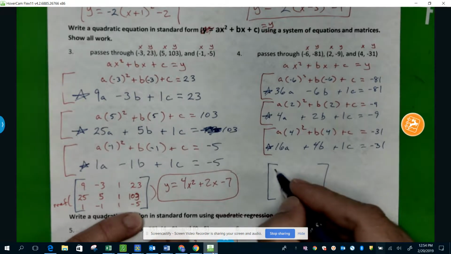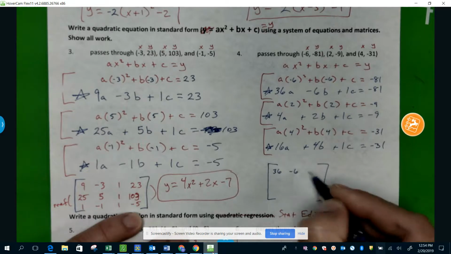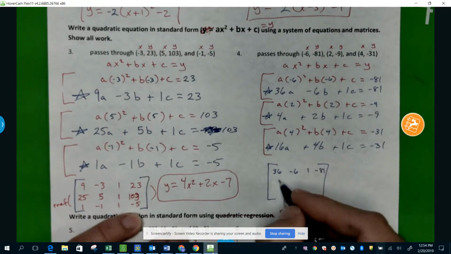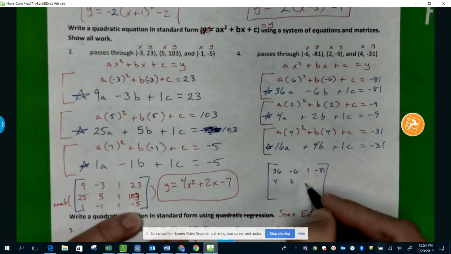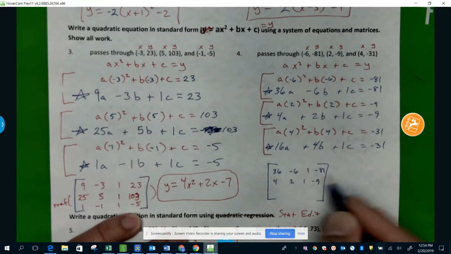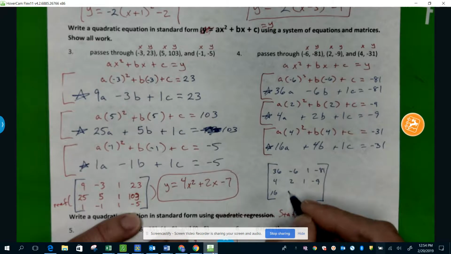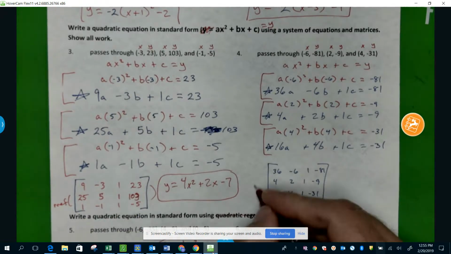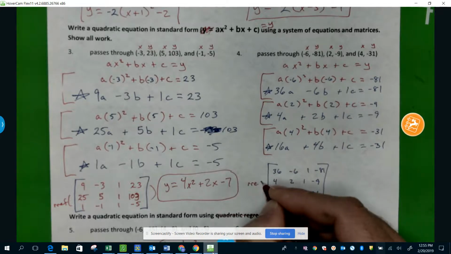Top row of the matrix, 36, negative 6, 1, and negative 81. Middle row, 4, 2, 1, and negative 9. Bottom row, 16, 4, 1, and negative 31. Now remember, before I solve this, I've got to use RREF.